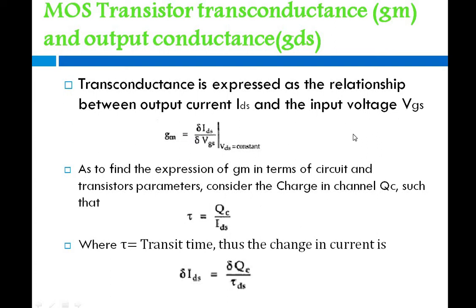It is the relationship between your output current and the input voltage. This is the voltage that we are applying so that some charge is induced in the channel, so that these charges will carry your current. So our current is the output and VGS is the input. So transconductance is expressed as a relationship between your output current IDS and the input voltage VGS. We have to find the expression of gm in terms of circuit and transistor parameters. Very first you have to consider the charge induced.